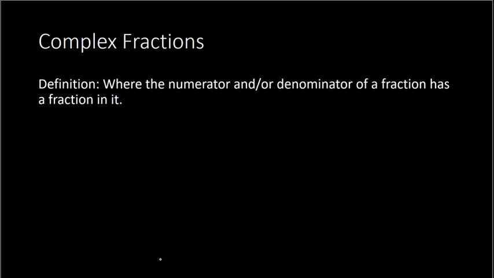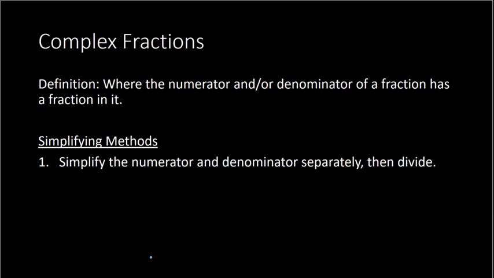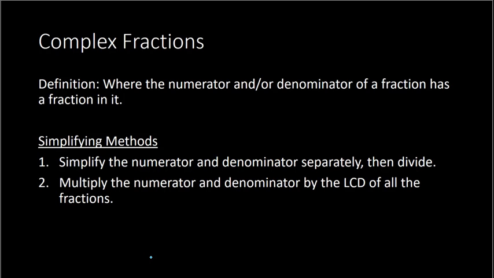But as you are simplifying, there are two different approaches in which you can simplify complex fractions. The first method is you can simplify the numerator and denominator separately and then divide. Or you can multiply the numerator and denominator by the least common denominator of all the fractions. So we'll explain what these fractions look like, and we'll show both methods in the following slides. And what we have are 4 examples, each of which will increase in difficulty.